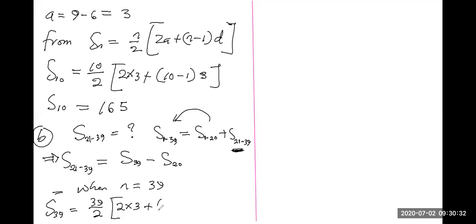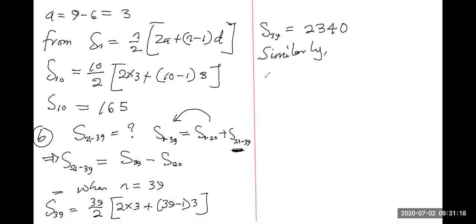So for this one, when n is equal to 39, that implies that S39 is equal to 39 divided by 2 into 2 times 3 plus 39 minus 1, remember our a is 3, and our d is also 3. S39 is equal to 2340.